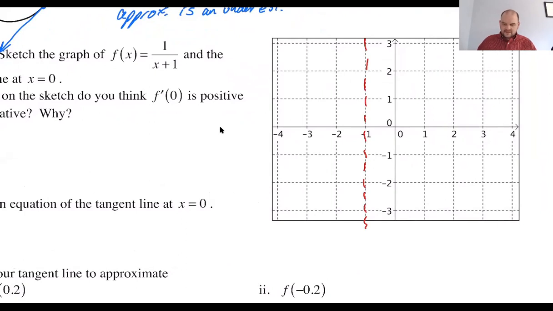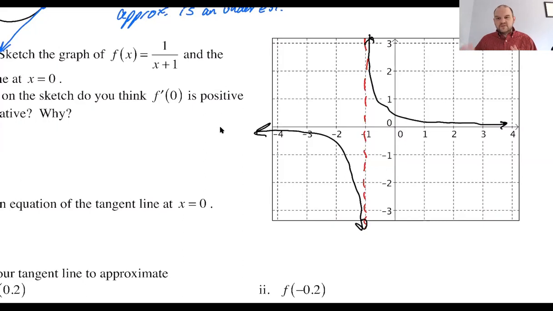So 1 over x should look like this. I'm thinking of 1 over x and I'm just shifting it. So I know that there's a horizontal asymptote at 0, right? Horizontal asymptotes come from the limit as x approaches infinity, and the limit as x approaches negative infinity. This is a rational function, so they will be the same. But if it was not a rational function, there could be some stuff going on.